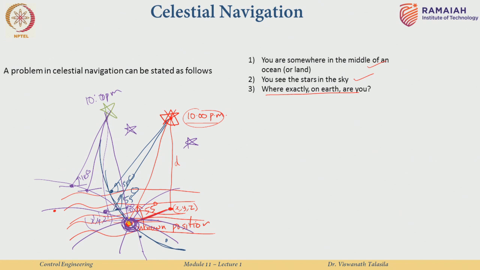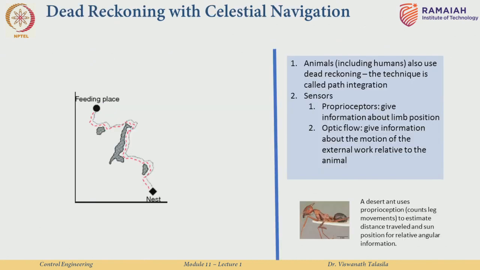So this is how you would do celestial navigation. It is basically the problem of triangulation. Nothing more than that. And triangulation, we see, is a technique that's being followed even these days. So right, we have done dead reckoning, we have just done celestial navigation. Now let's see what happens when you combine dead reckoning with celestial navigation.